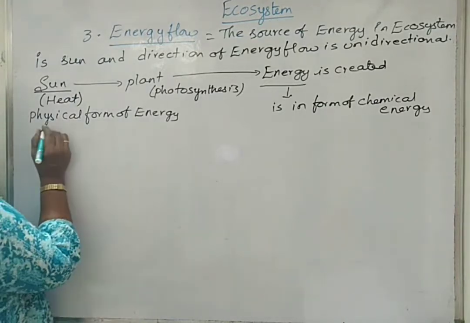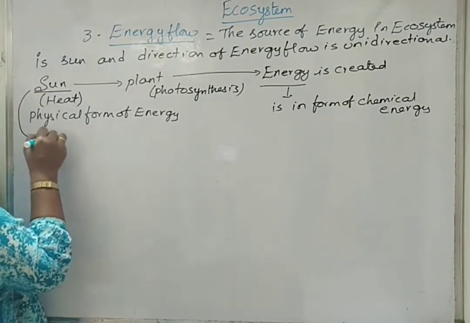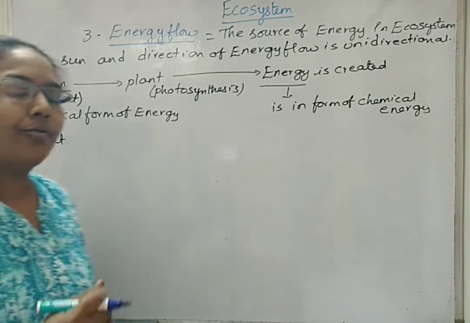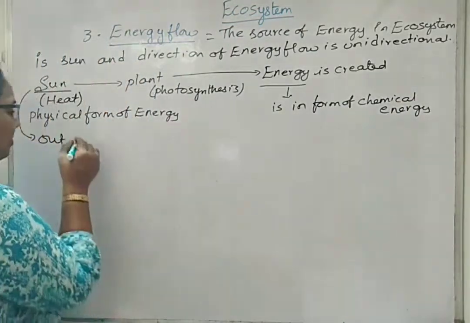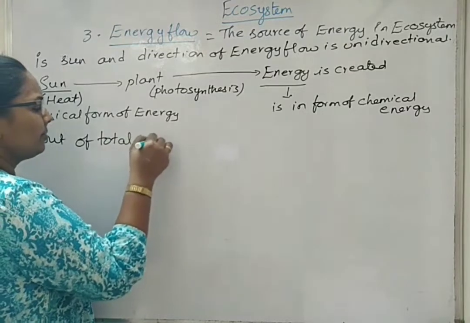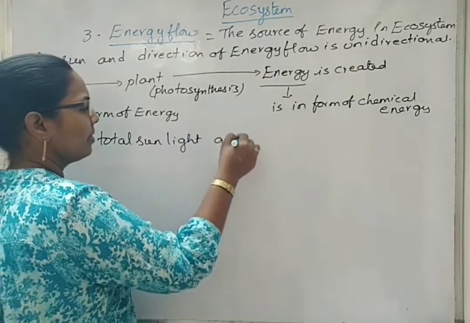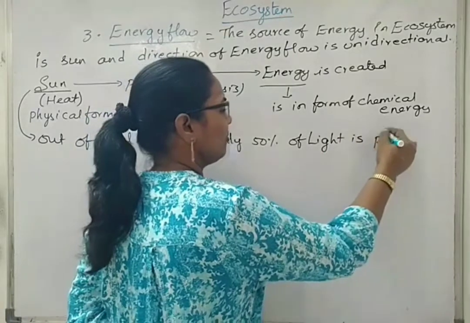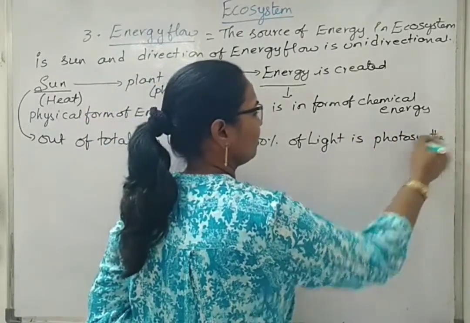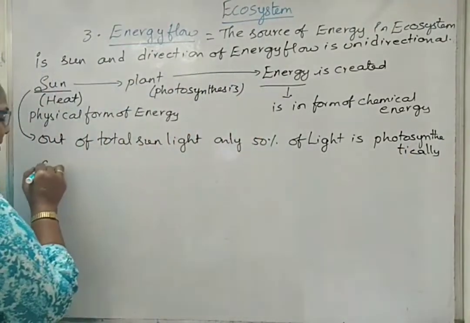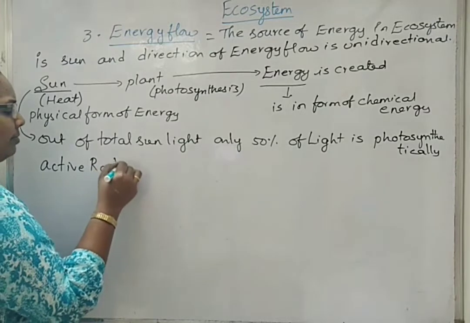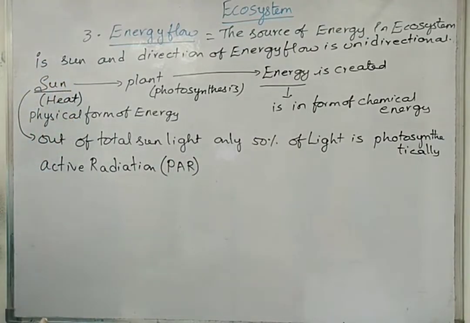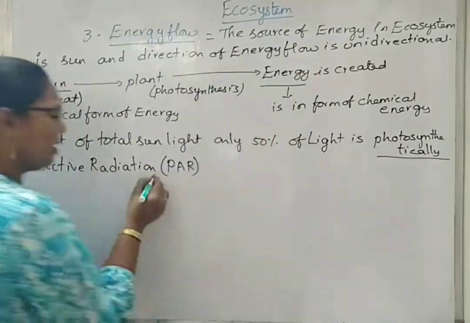There is a term for this that I will tell you later, but out of total sunlight, how much light or spectrum is having the photosynthetic activity, that we call photosynthetic active radiation. Out of total sunlight, only 50% of light is photosynthetically active radiation. We represent this with capital letters, that is PAR, PAR. Only this much of light is available for the plants.